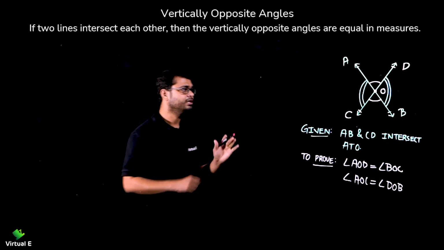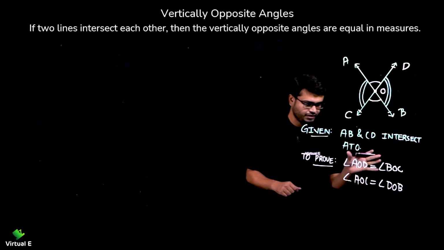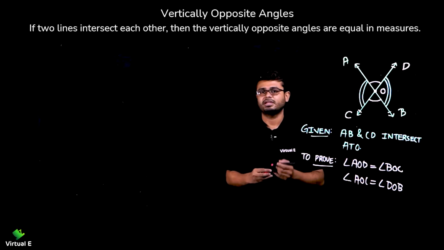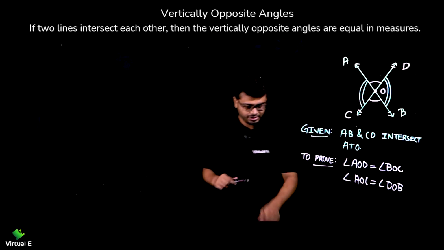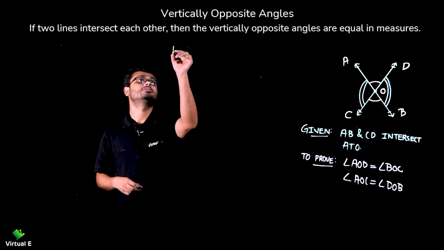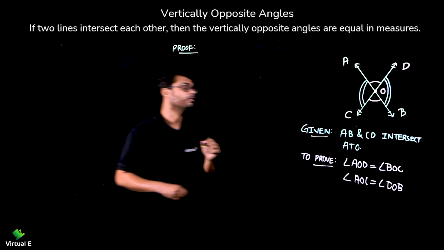Now how shall we approach? That's the important point over here. We need to prove this. If we can prove the first one, the second we can write similarly. Let's start with the proof. So let's write here, proof. So how are we going to start?